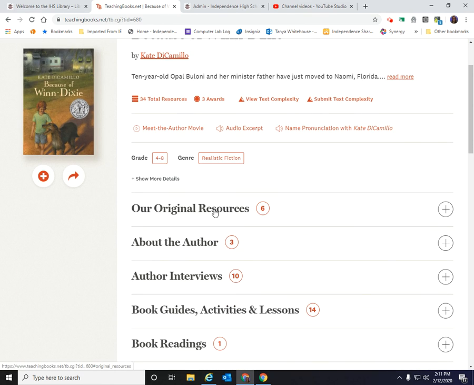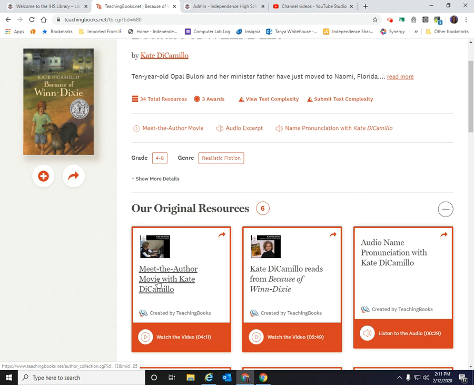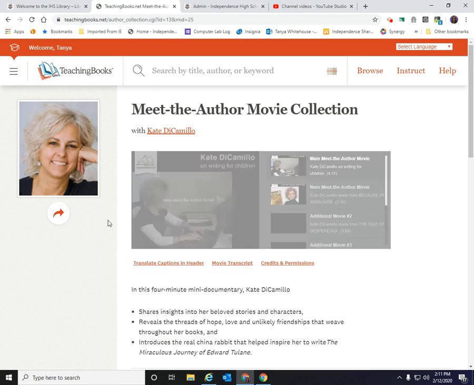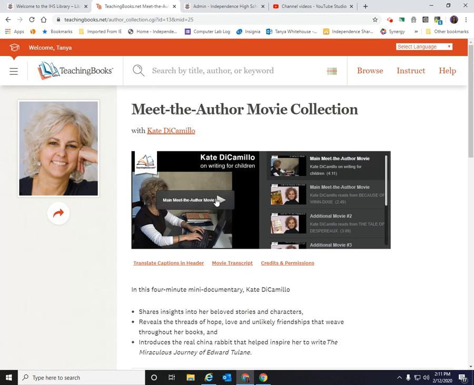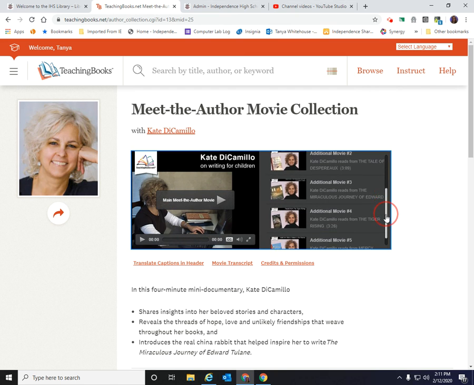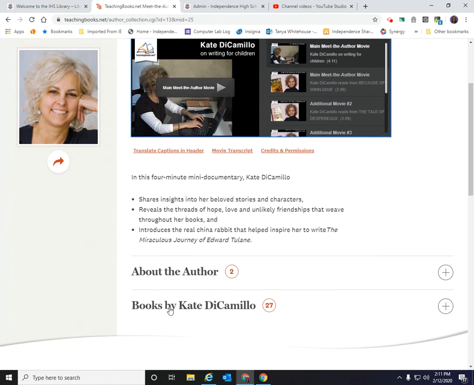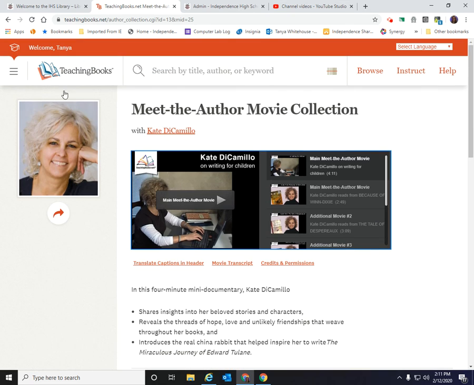You'll notice they have original resources, things like a Meet the Author movie with Kate DiCamillo. And so you have here the movie, additional movie. You'll see you have all of these things. So if you have students that are really interested in hearing from this author because they really like the book, you'd be able to show them the movie.